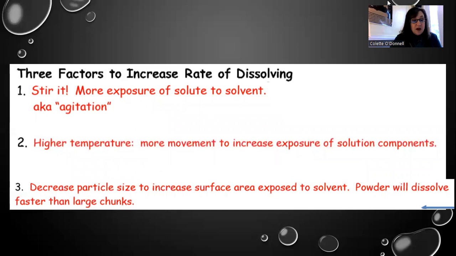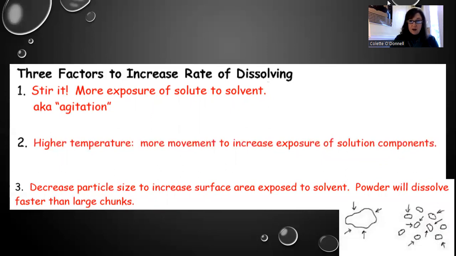And then finally, we could decrease the particle size to increase the surface area exposed to our solvent. In other words, powders are going to dissolve faster than large chunks. So think about this a little bit. If we put in a large chunk of solute, we can only access that solute. The solvent particles can interact on the outsides of that solute. But if we break this big chunk up into lots of little chunks, now we can get inside of this sample and actually have a lot more exposure to that solute by the solvent.